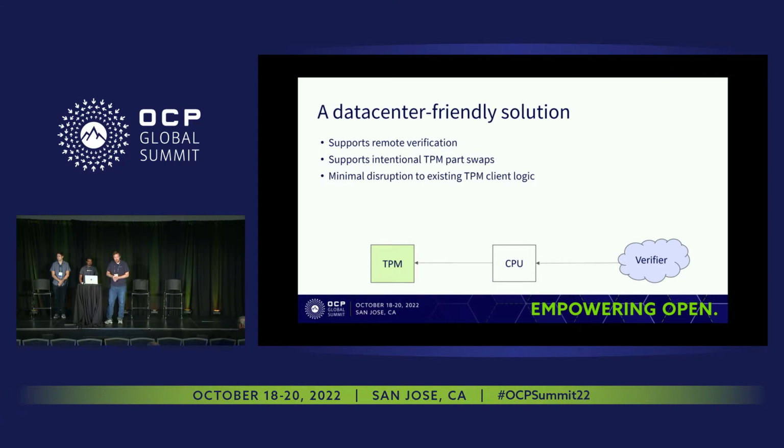So I mentioned before we need a data center friendly solution. There are a couple of ways to approach this problem. I wanted to just briefly talk about some of the constraints we put upon ourselves, what this end solution needs to look like. One, we must support remote verification, meaning the CPU is not implicitly trusted to do anything. The verifier must check the CPU's work at every stage.